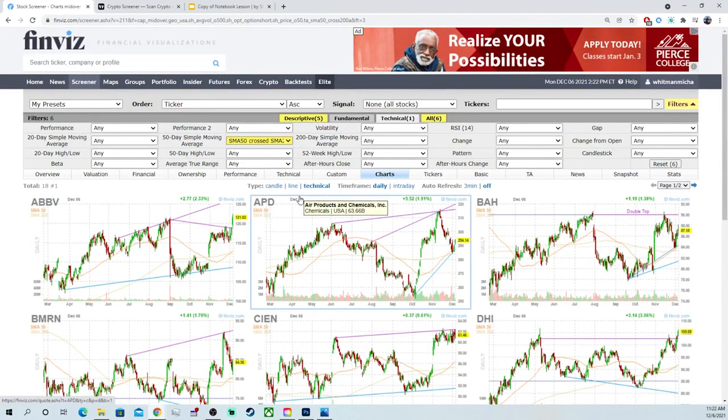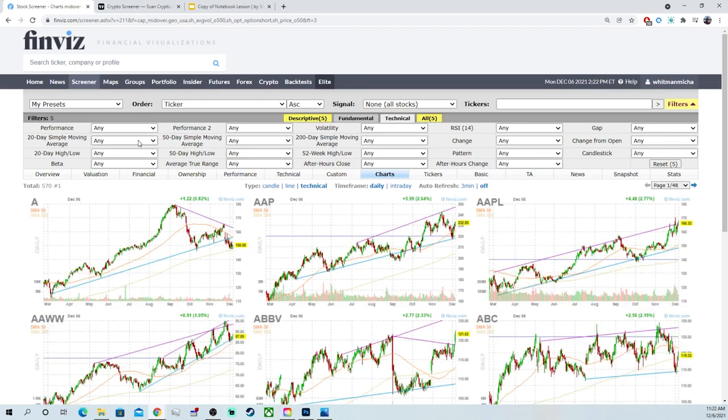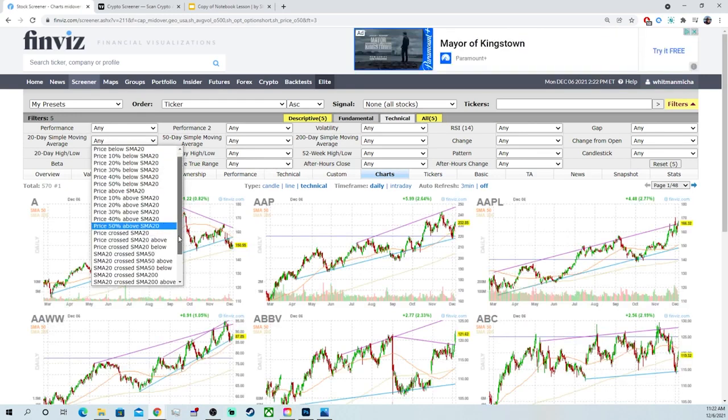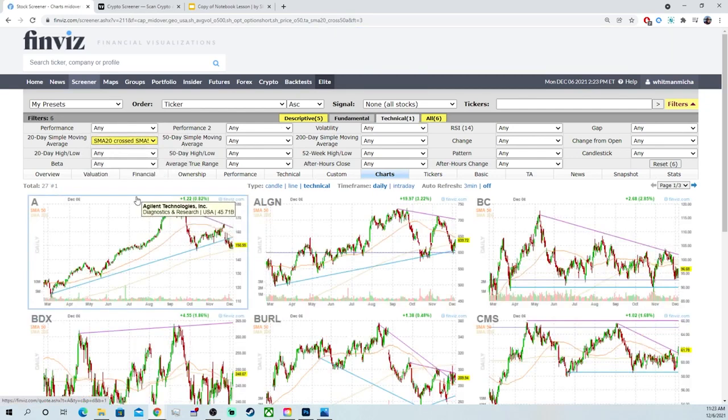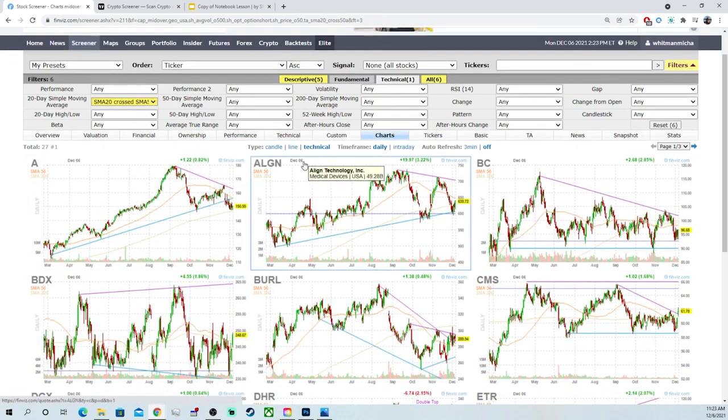Now, we know that you don't have to just use the 50-day moving average crossing above the 200, so let's reset this to any. Maybe we just want to see the 20-day crossing above the 50, especially since the market's been more turbulent. Maybe this will give us a little bit of a heads up for a short-term play. So we're going to do the SMA 20 crossed above the SMA 50. And now we have 27 stocks to look at.